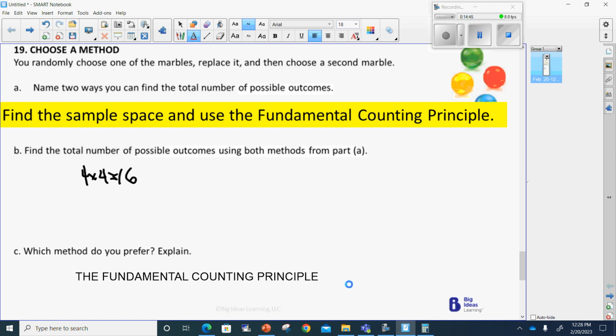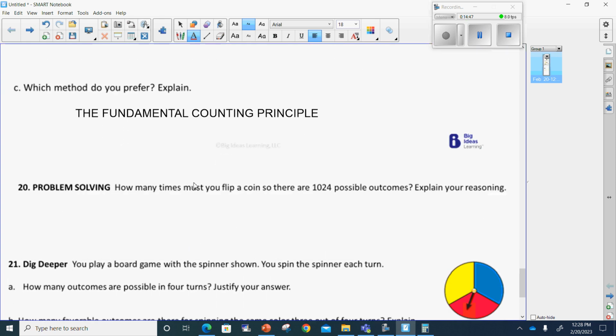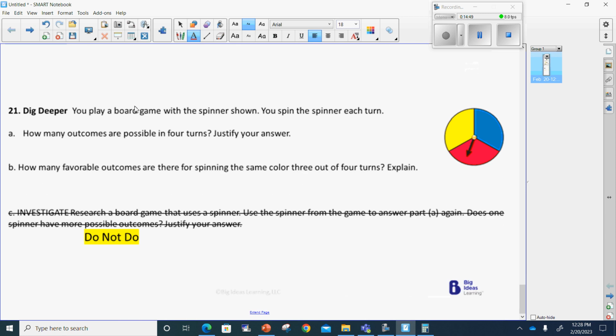All right. Let's go with number 21, think deeper. It looks like the last one. You play a board game with a spinner. Here's our spinner. You spin the spinner each turn. How many outcomes are possible in 4 turns?